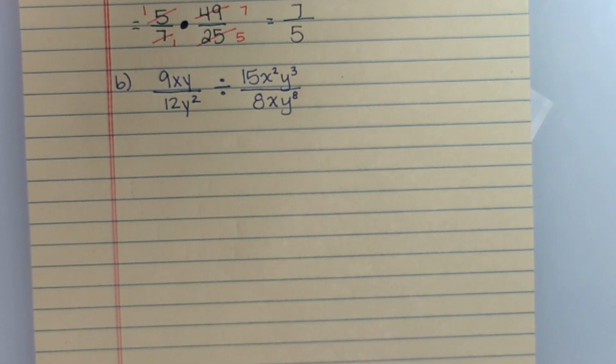Out of elementary school, back to high school. Now 9xy over 12y squared is getting divided by 15x squared y cubed, getting divided by 8xy to the 8th.